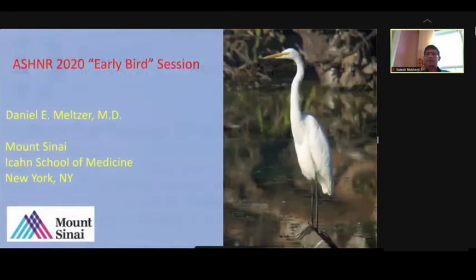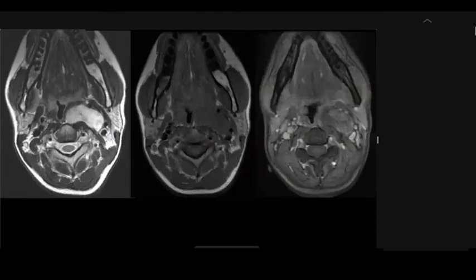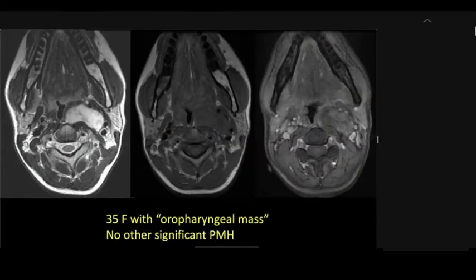Hello, my name is Dan Meltzer, and this is my Earlybird case. So here we have images from a 35-year-old female who presented with an oropharyngeal mass, and there was no other significant past medical history. The images are at the level of C2-3. On the T2, T1, and post-contrast FATSAT T1 images, you can see there's a mass pushing the oropharyngeal mucosa anteromedially. The mass is fairly homogeneous on T2 and T1, as you see.